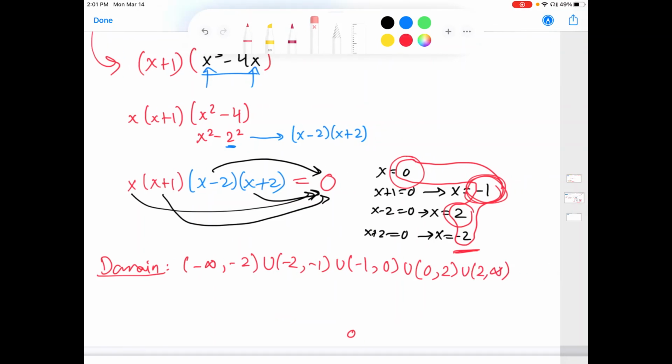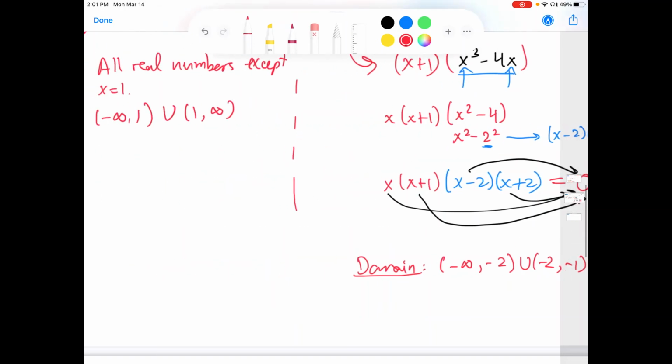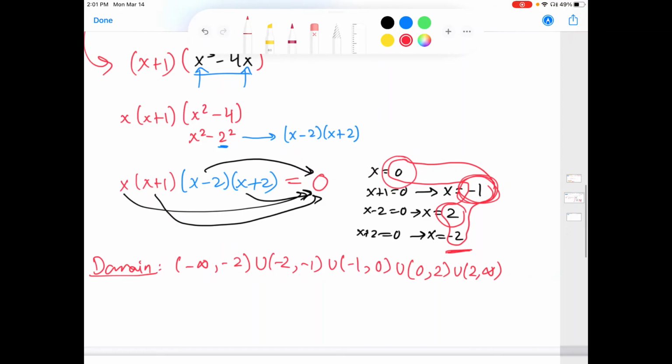So you can see this is a very long-winded way of saying, as I normally write this, we wrote over here in English, all real numbers except for these 4, right? And this is the interval notation way of writing that.